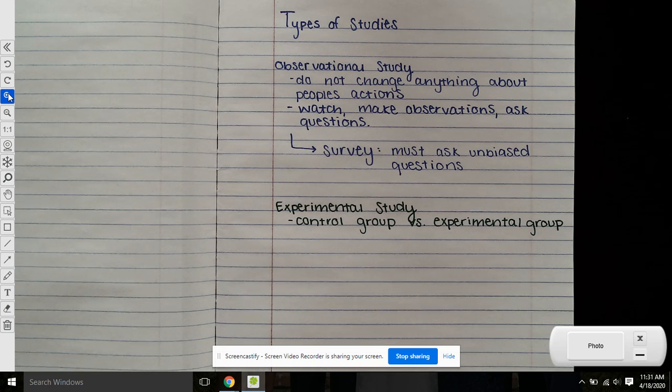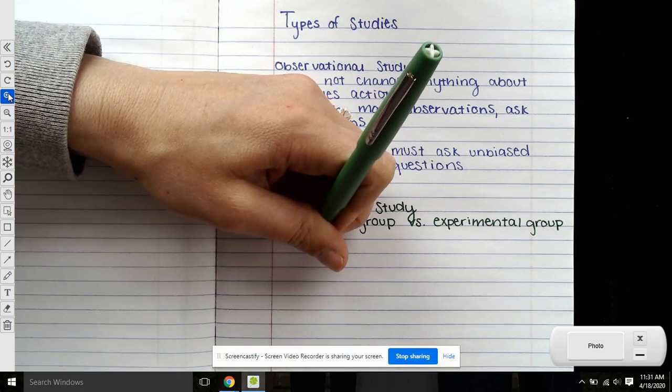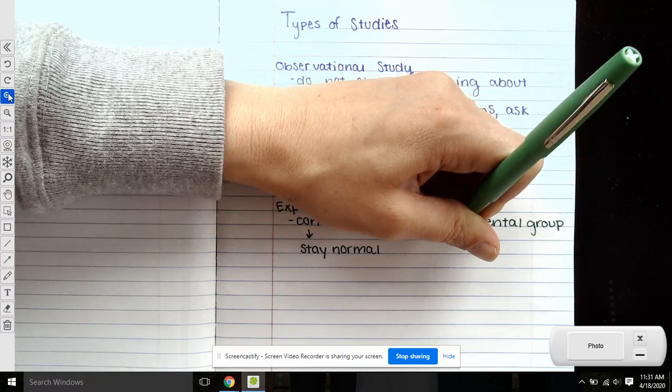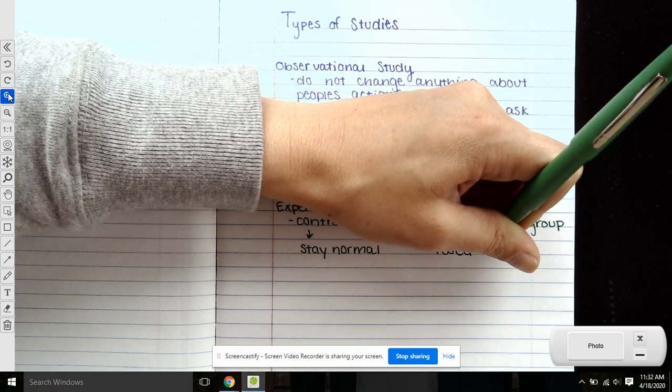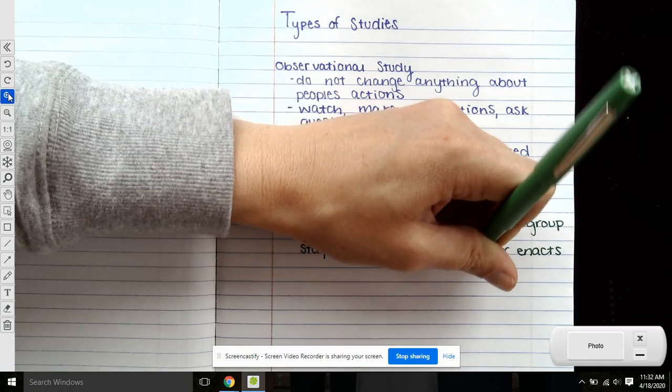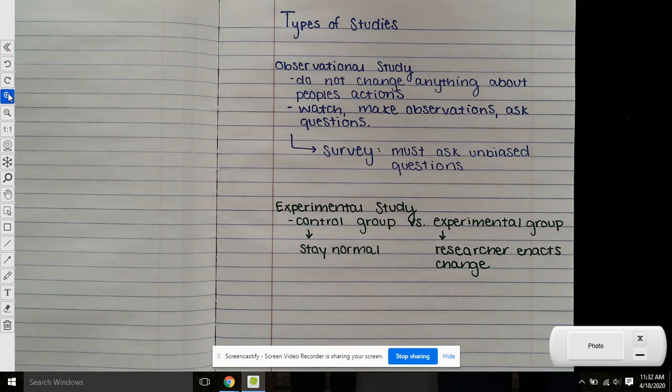So this is where your control group, you're keeping everything the same. In the video, that would be the group of people that they said to not change anything about their nightly routine. In your experimental group, that's where you enact change. So control, everyone stay normal. In your experimental group, the researcher enacts change. So the change that was enacted on those people in the video, they were asked to walk, I believe, a mile every night. So that's the change that the experiment caused.